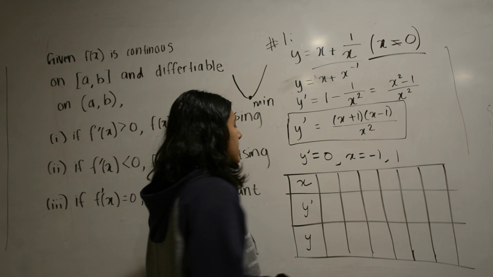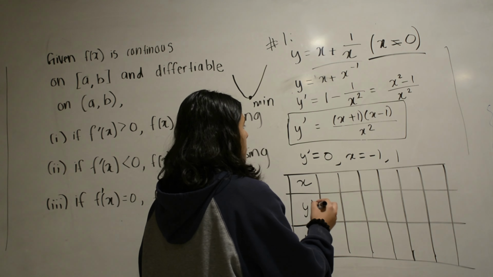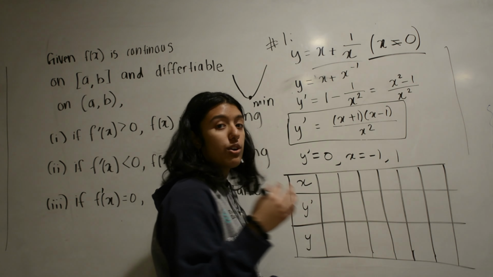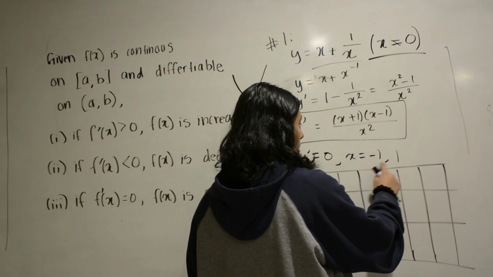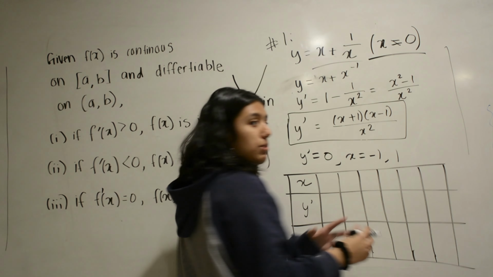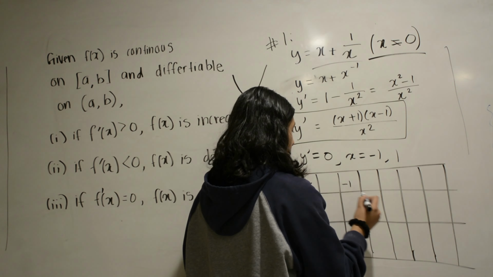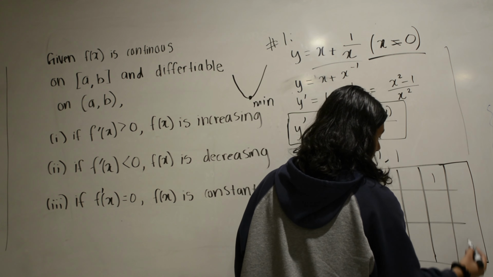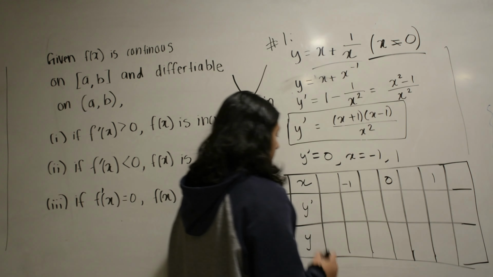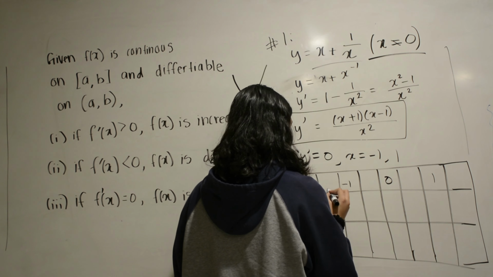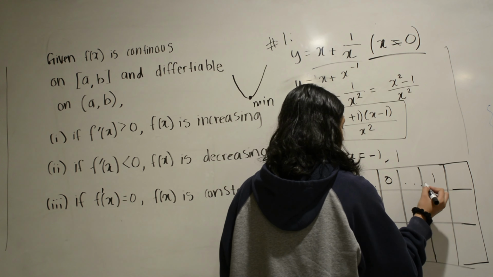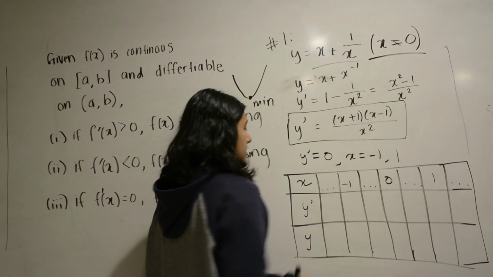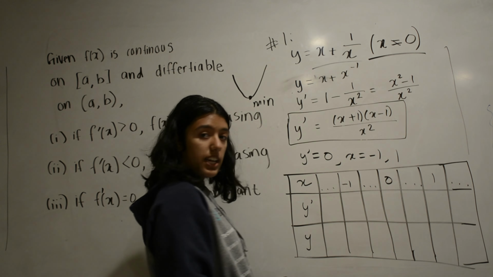Let's start off with the three numbers that are crucially important: negative 1, 1, and 0. And let's put them in order. So this is going to be negative 1, 0, and 1. Oh, that's right, I need another column. And these boxes you're just going to fill with whatever number. So essentially, this is all the numbers less than negative 1.